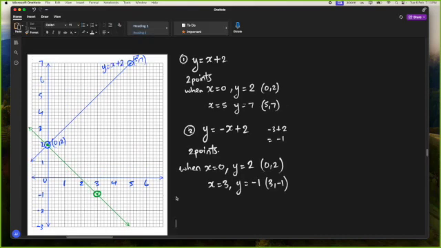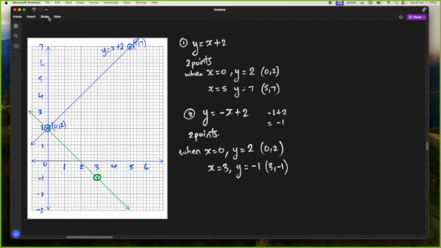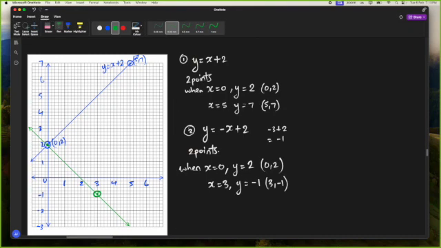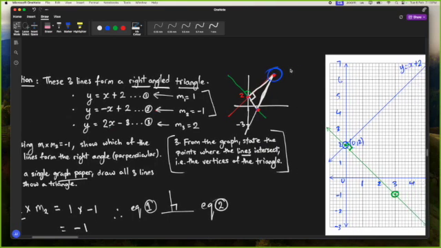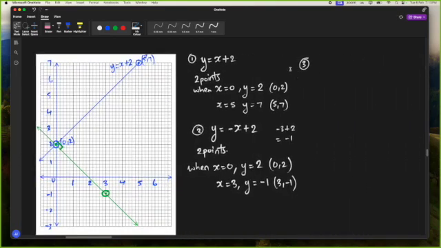So, we know that these are the two that are perpendicular. So this is going to be my right angle. That is a right angle there. Now let me look at the third line, line number 3. 2x minus 3. So y is equal to 2x minus 3.